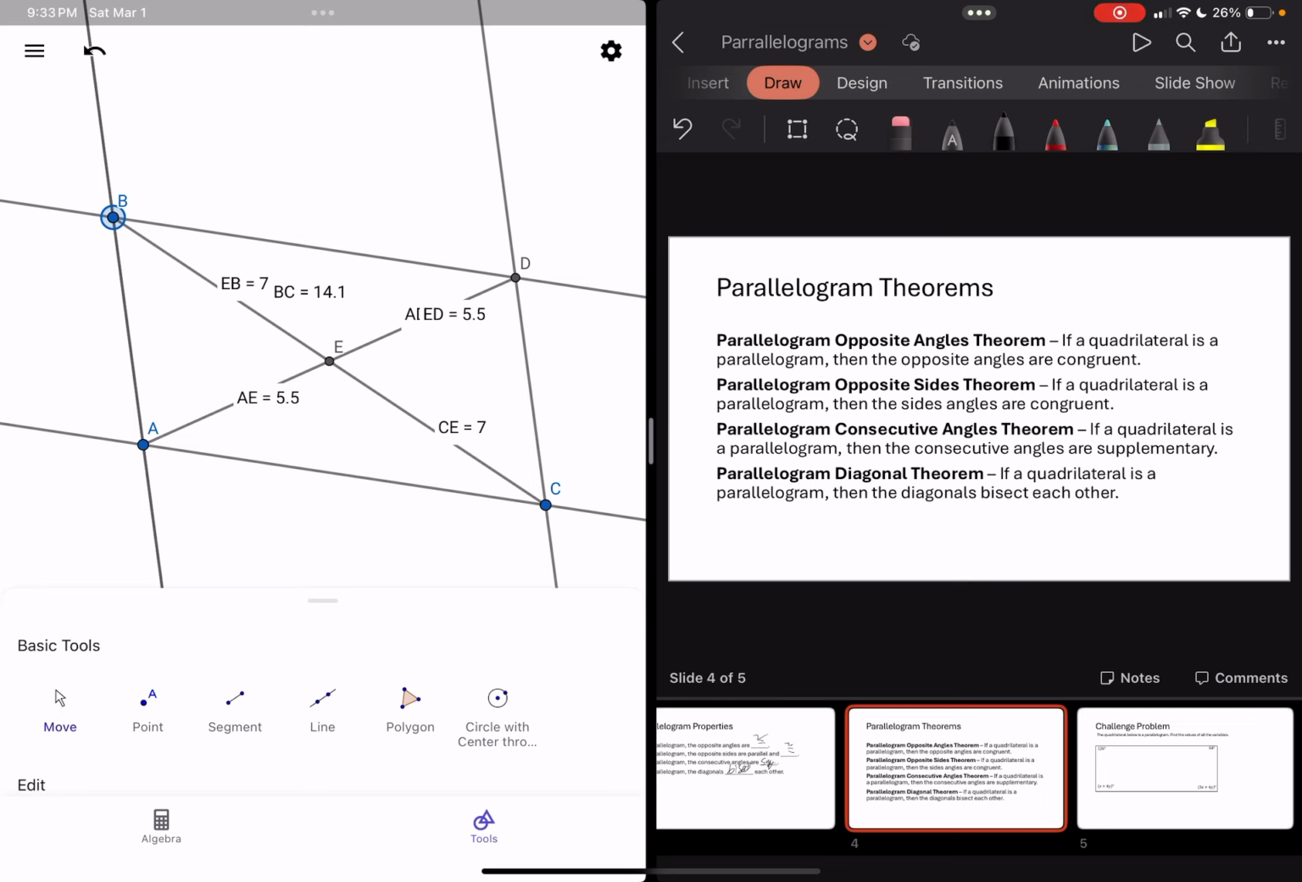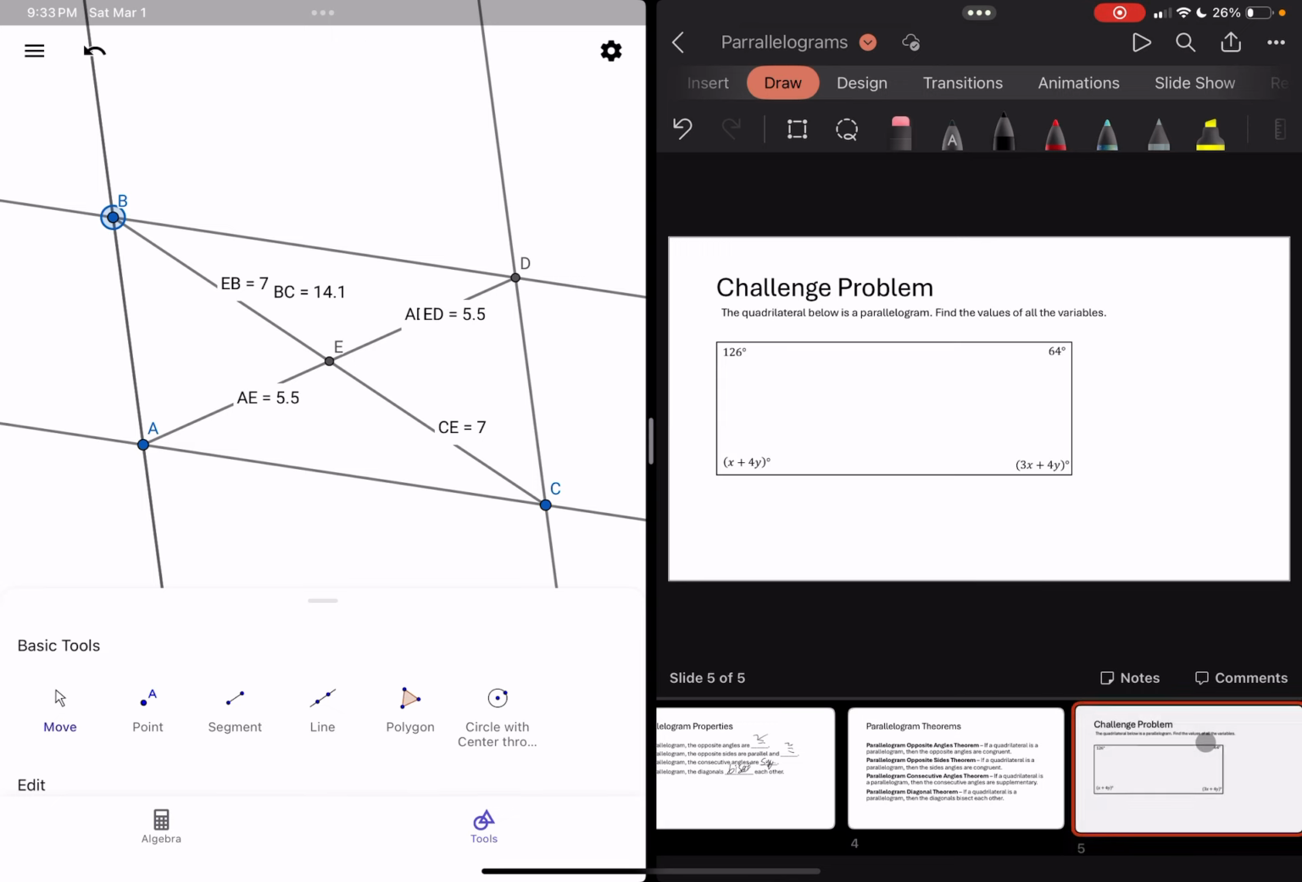However, that doesn't mean all parallelograms will have 90-degree angles. Every parallelogram with a 90-degree angle is going to be a rectangle. That's what's special about a rectangle. And a rhombus has all sides congruent. The square is a rectangle and a rhombus, and we'll explore that more next lesson as we understand the properties of these different types of parallelograms. Now we have a nice, easy challenge problem.